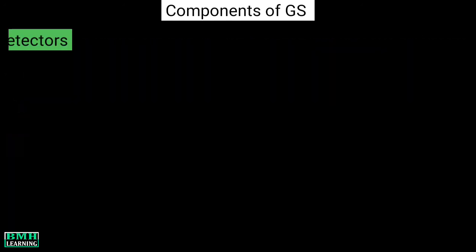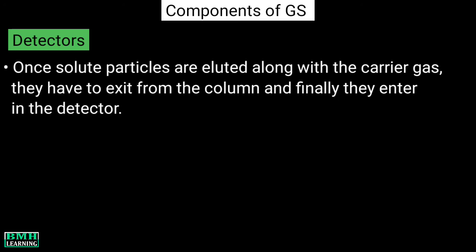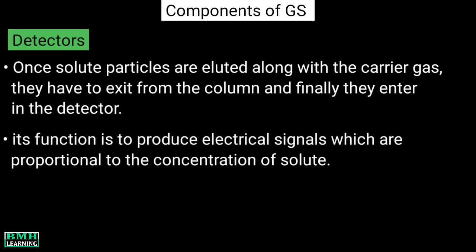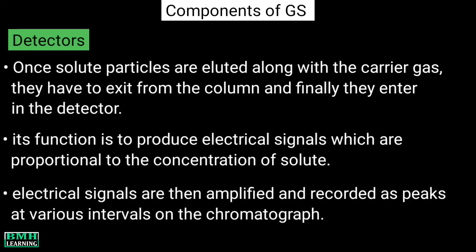Next component is the detectors. Once the solute particles are eluted along with the carrier gas, they have to exit from the column and finally they enter the detector. The function of the detector is to produce electrical signals which are proportional to the concentration of the solute. The electrical signals thus formed are then amplified and recorded as peaks at various intervals on the chromatograph.